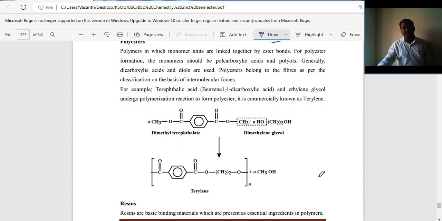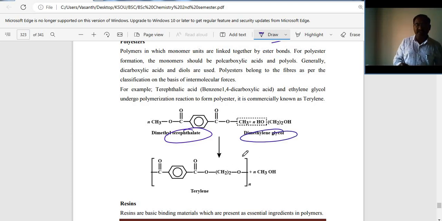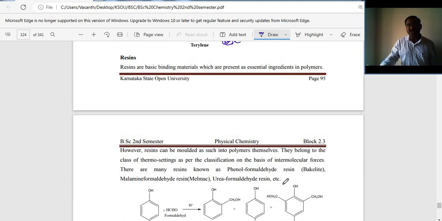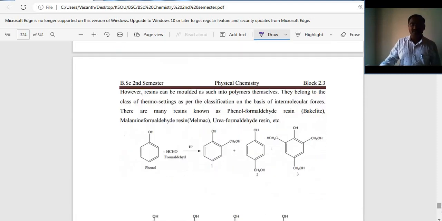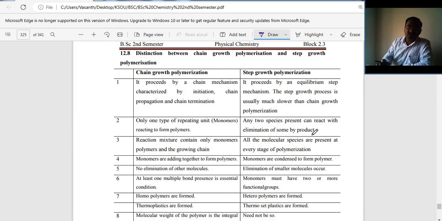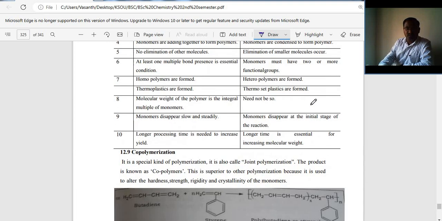In polyesters, dimethyl terephthalate is combined with ethylene glycol, liberating a water molecule to form the ester group. Hence, that is called a polyester molecule. Resins are basic binding materials which are present as an essential ingredient in polymers. However, resins can be molded into polymers themselves. We consider phenol formaldehyde, melamine formaldehyde resin, urea formaldehyde resin. These are all examples of resins. These are all the distinctions between chain growth polymerization and step growth polymerization.